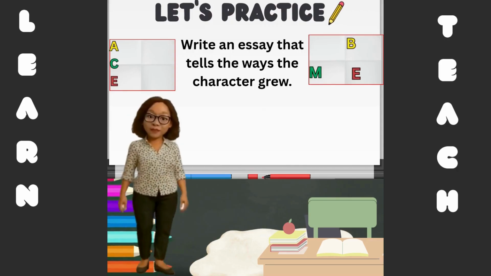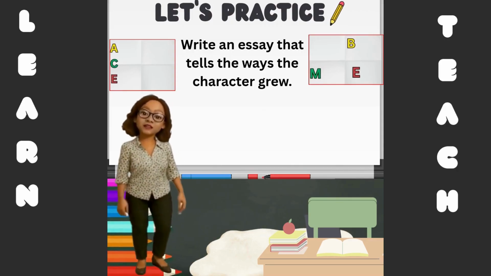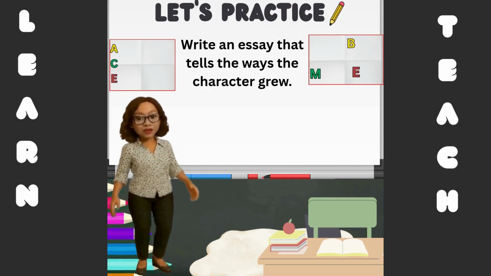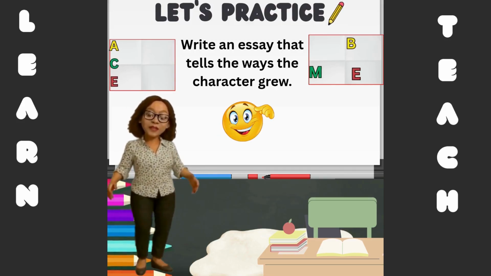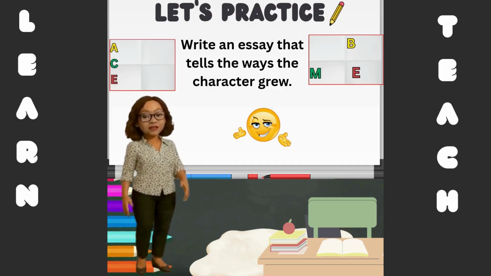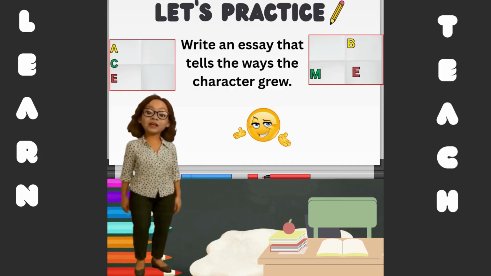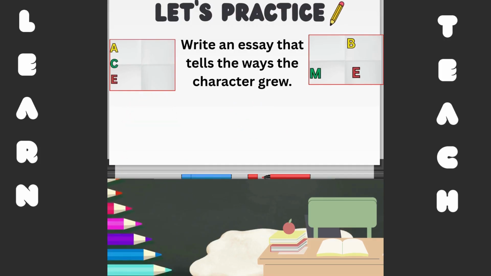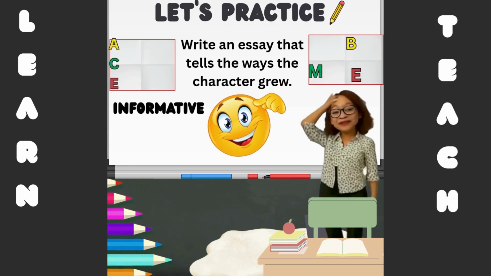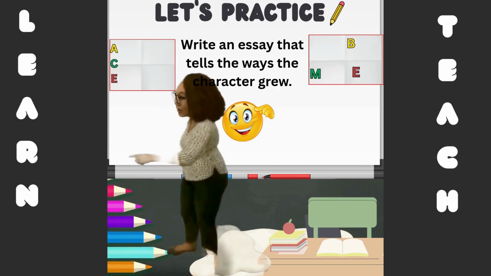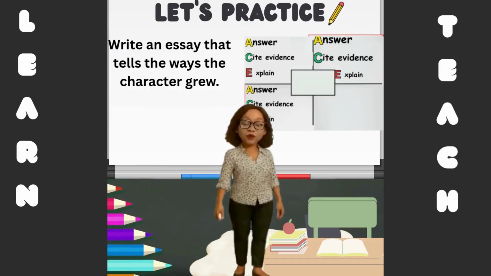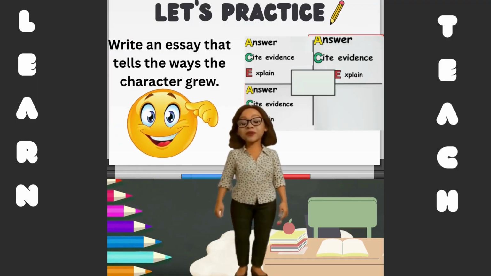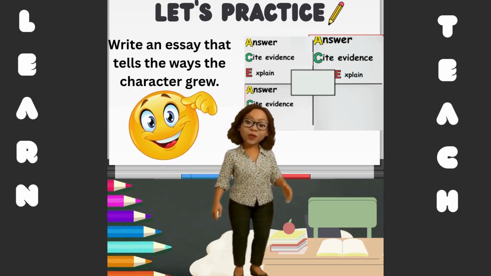Here's the first prompt. Write an essay that tells the ways the character grew. If it's an opinion, thumbs up. If it's informative, point to your brain. If it's a narrative, open your hand. Yes, it's an informative writing prompt. Now that you know the type of writing, do we ACE or BME it? For opinion and informative prompts, we ACE the 4 square.